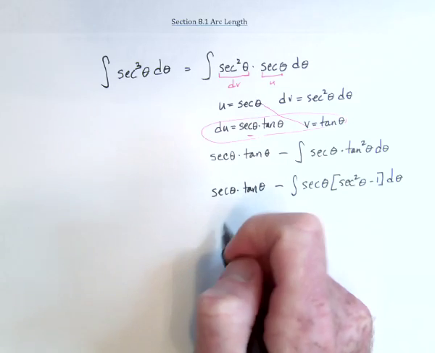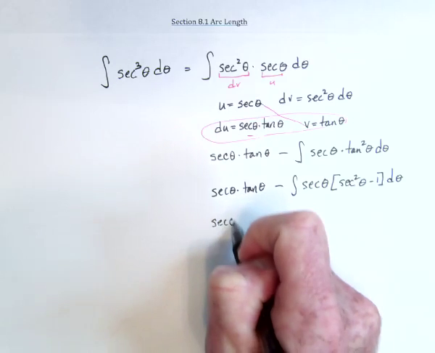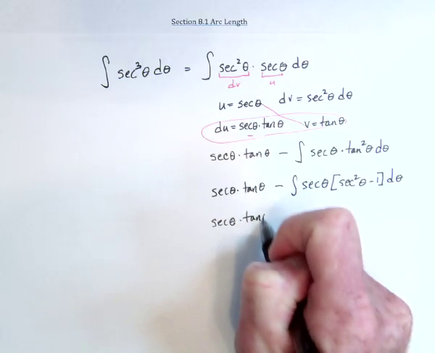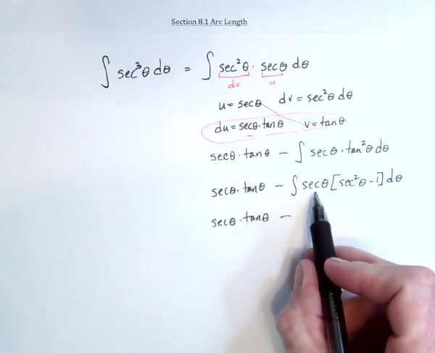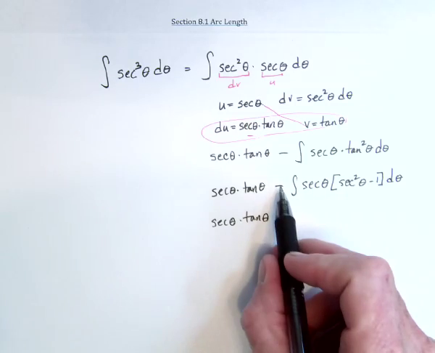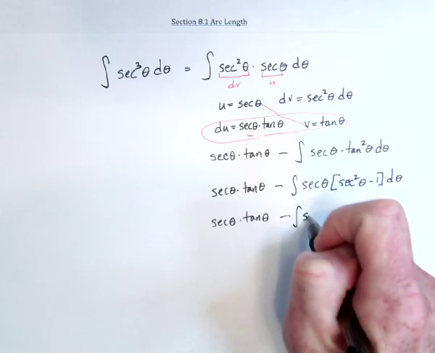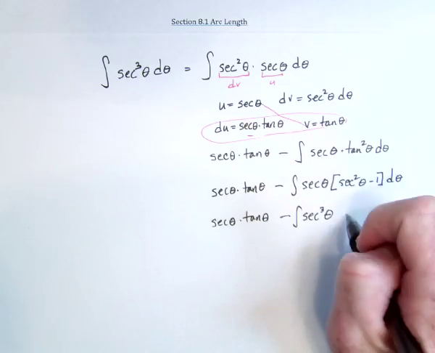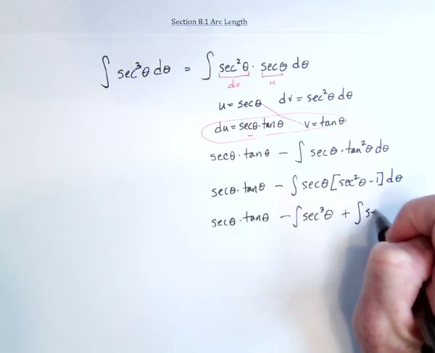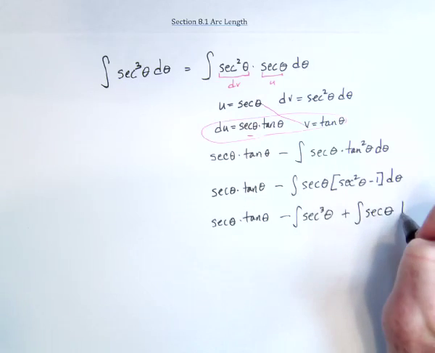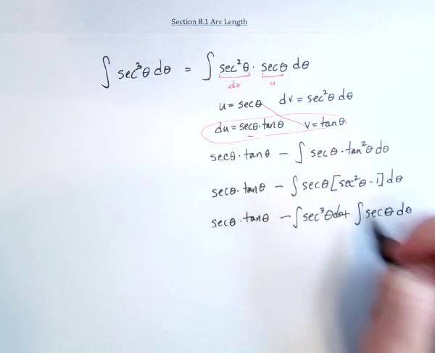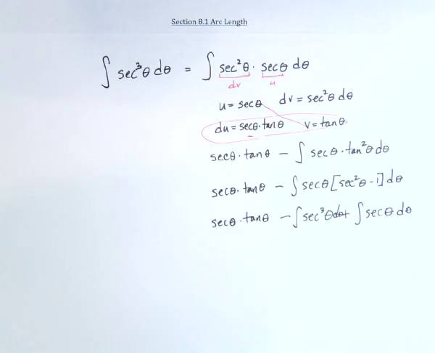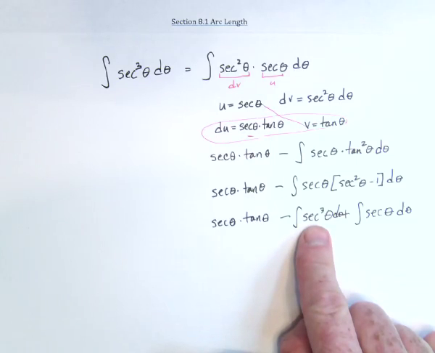So we've still got this secant of theta, tangent of theta, minus, and then this, when you distribute, is going to become the negative integral of secant cubed. And then negative, negative makes plus the integral of secant. Okay, now notice that the problem that we were working on, integrate secant cubed, actually showed up again. So this happens with integration by parts sometimes.